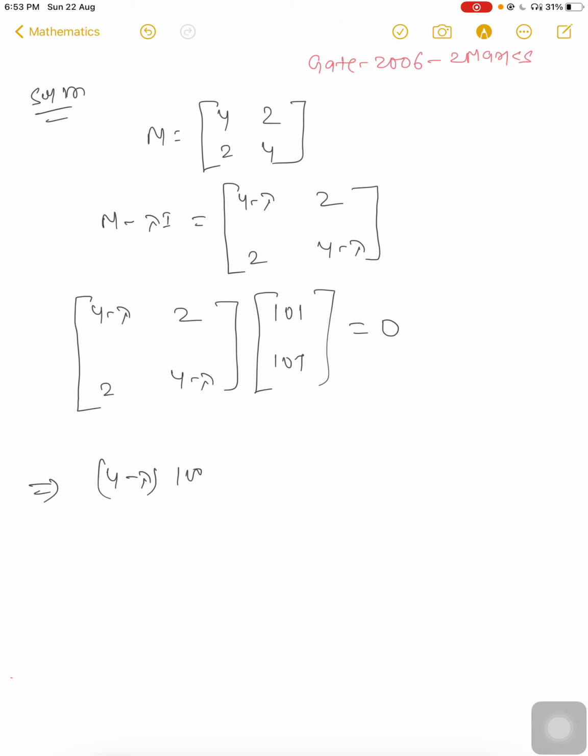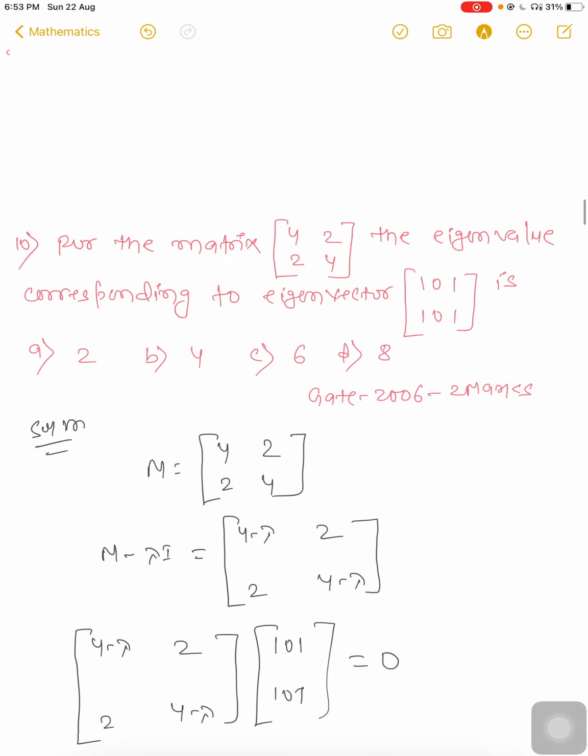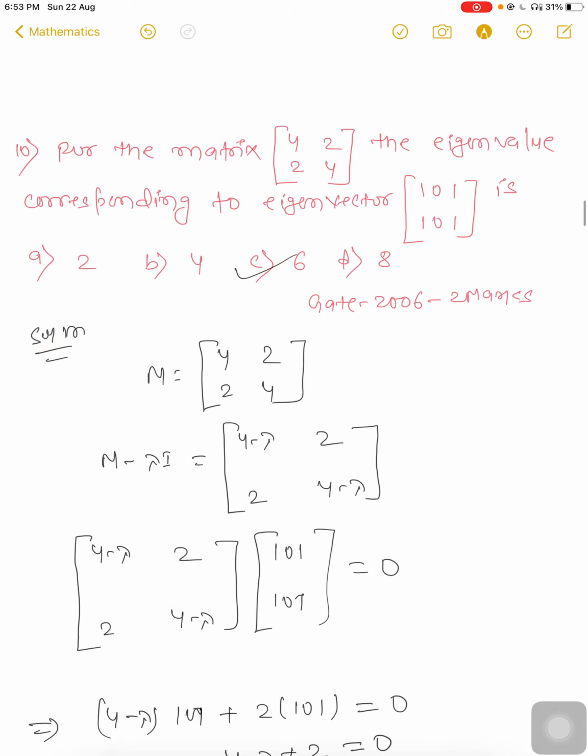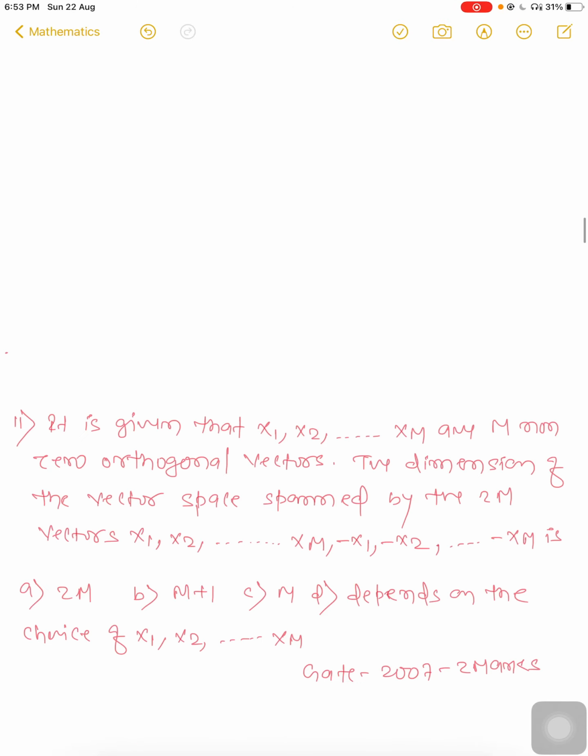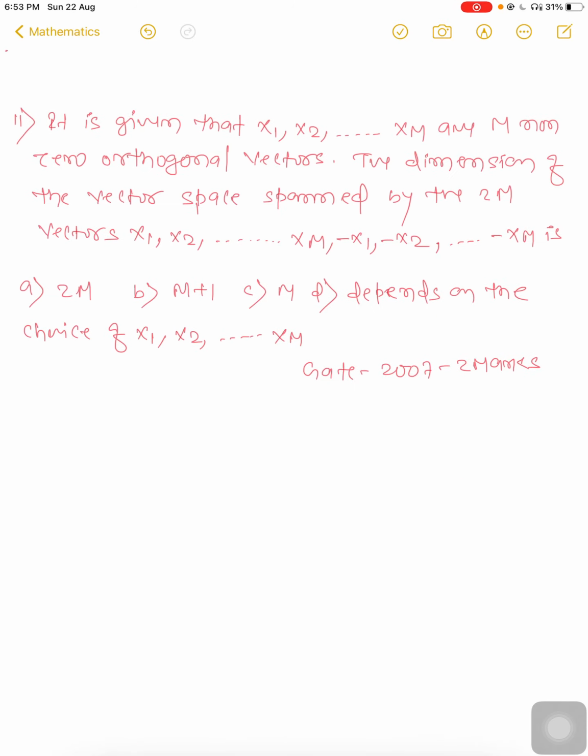Then what will happen? 4 minus lambda times 1 0 1 plus 2 times 1 0 1 is equal to 0, and we will get 1 0 1 cancel out, 4 minus lambda plus 2 is equal to 0, and we will get lambda is equal to 6. So lambda is equal to 6 will be the answer, option C.